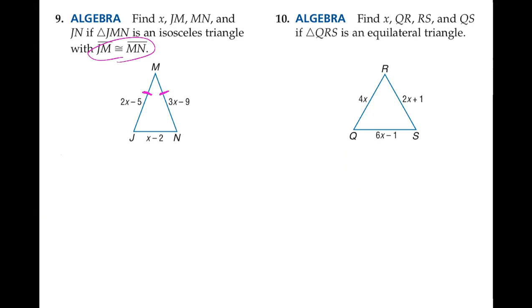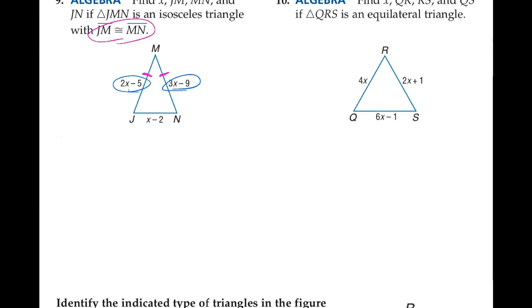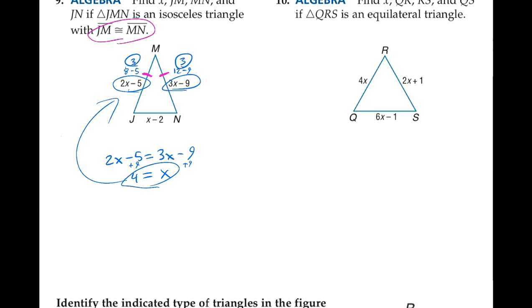All right, so the work we'd show: by the very definition of an isosceles triangle, we know this is true. So we subtract the 2x from both sides, we add the 9 to both sides, and we get x is 4. We go back and plug it in, and hopefully it works out. We get 8 minus 5 is 3. On the right here, we get 12 minus 9 is 3. Yes, we got 3 and 3. And then on the bottom, we plug in 4, and we get 4 minus 2 is 2. Okay, so we got all the side lengths. It checks out as an isosceles triangle, and we got x.